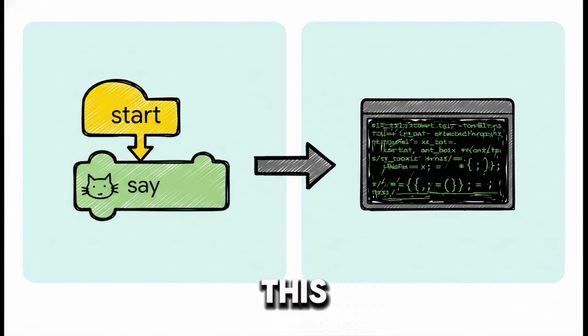So take a look at this. On the left, we've got our familiar Scratch blocks. Super simple, right? The cat says, "Hello world." But now, look at the right. This does the exact same thing, but it's written in C. I get it. It probably looks a little wild with all those symbols and weird words.